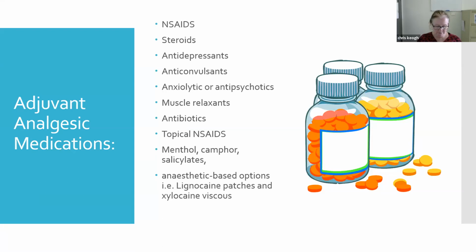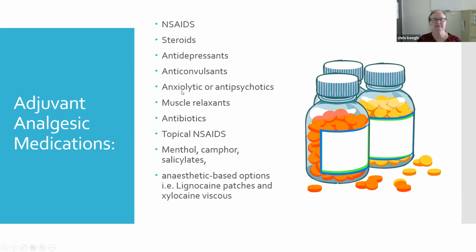One of the most common adjuvant medications we use in palliative care is the anticonvulsant agents, such as pregabalin and gabapentin. We use that mainly for neuropathic pain and works very, very well. Antidepressants, we also use those, duloxetine and amitriptyline, that work effectively also with neuropathic pain.